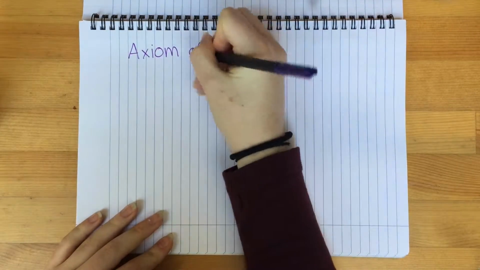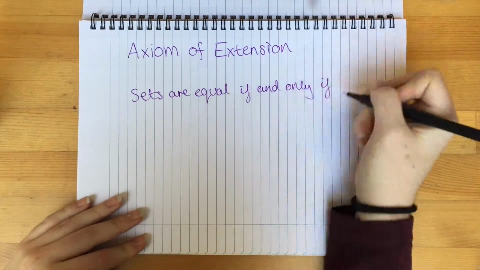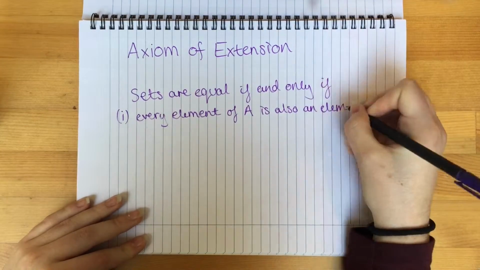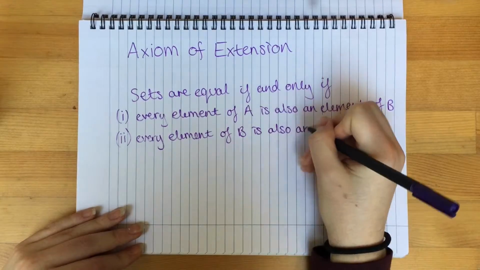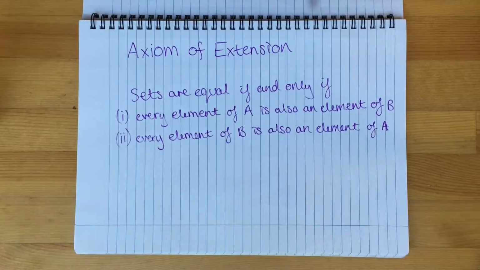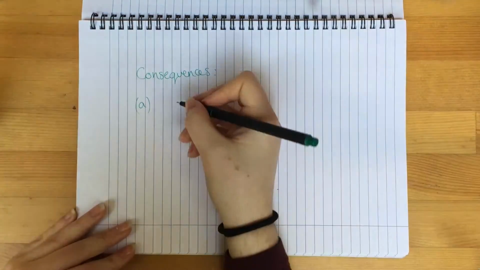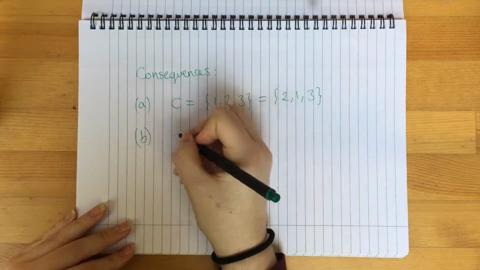The axiom of extension says that two sets are equal if and only if every element of A is an element of B and every element of B is an element of A. The if and only if means that both properties must hold for A to equal B. Some important consequences of this are the order when writing the elements of a set is irrelevant, and elements can only appear once in a set.